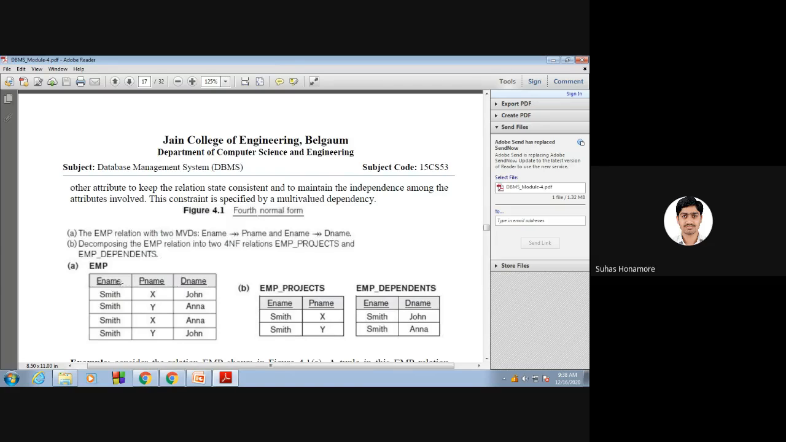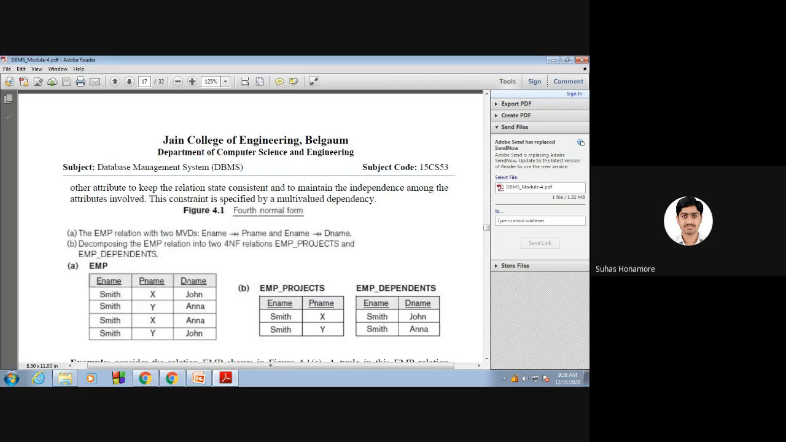Okay, so here p name is multi-valued and d name is multi-valued, which means one employee can work on more than one project. Here he is working on X and Y, and one employee can have more than one dependent. Here he has dependents John and Anna, so two people are there. These are repeated values, so we are keeping them.